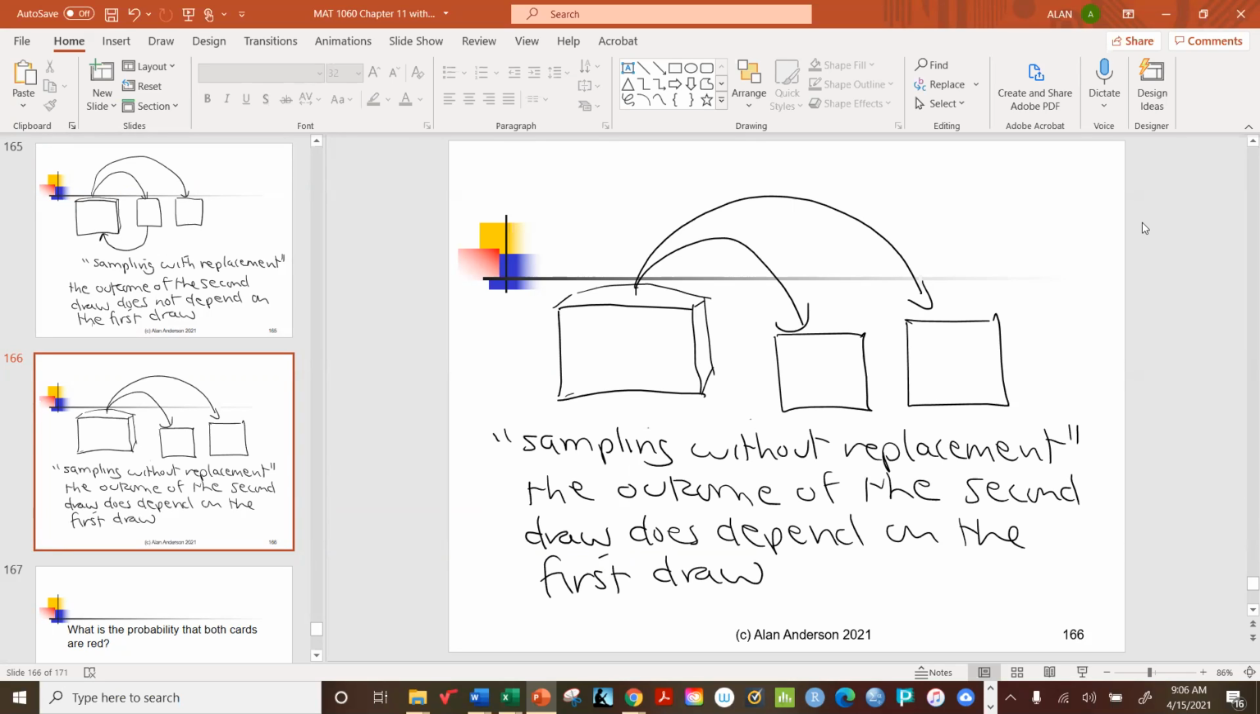And you can see why, because let's say the second card is red. The probability of choosing a red on the second card depends on whether or not the first card was red, because if it was, there are fewer red cards in the deck compared to if it was black. Plus, there's a card missing too. So without replacement, the outcome of the second draw does depend on the first one. So they're two very different scenarios.